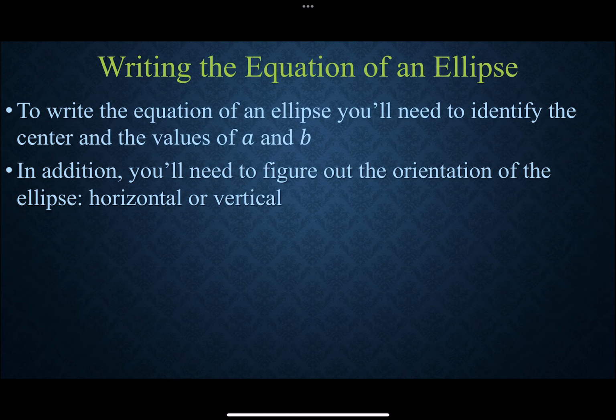All right, so let's jump into this. Writing the equation, you're going to need to know what the center is and the values of a and b. And then also figure out whether it's horizontal or vertical, because if it's horizontal, a is the bigger value and it's going underneath the x's, whereas if it's vertical, a is still the bigger value, but now it's going underneath the y's.